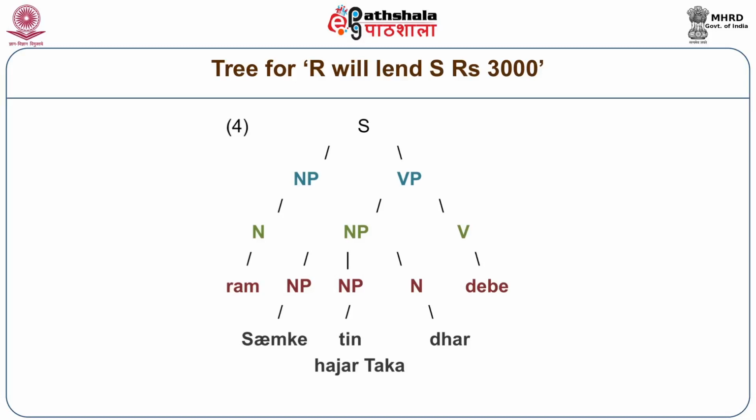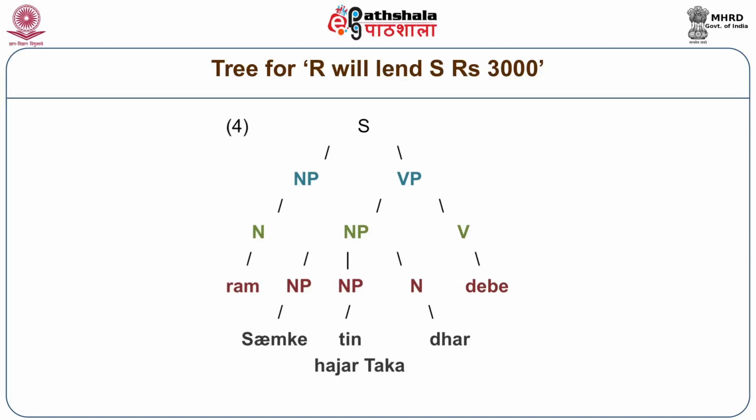Let us try tree number 4 for "Ram will lend Sham 3,000 rupees," in which we show the word for loan, dhar, as the head noun of a noun phrase. Shamke 3,000 taka dhar, which literally means "to Sham 3,000 rupee loan." This noun phrase then counts as the object of the light verb give.